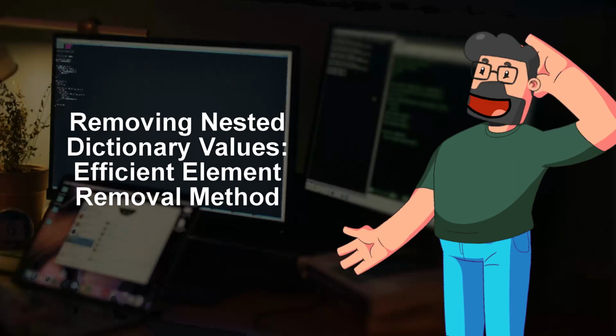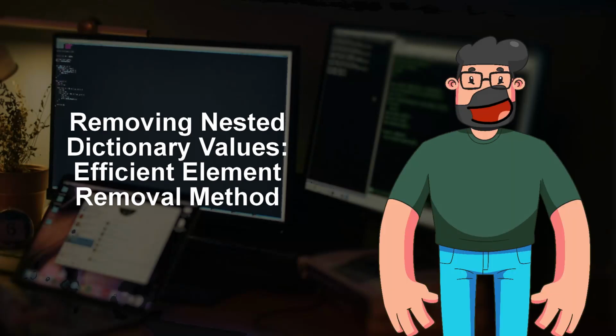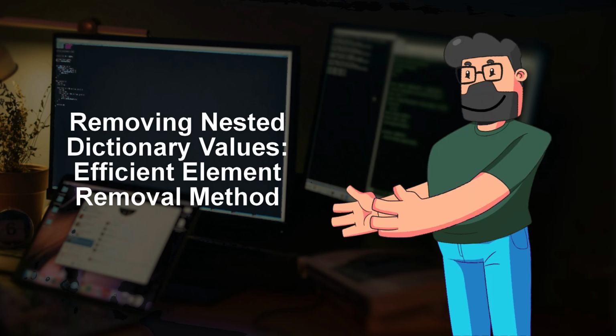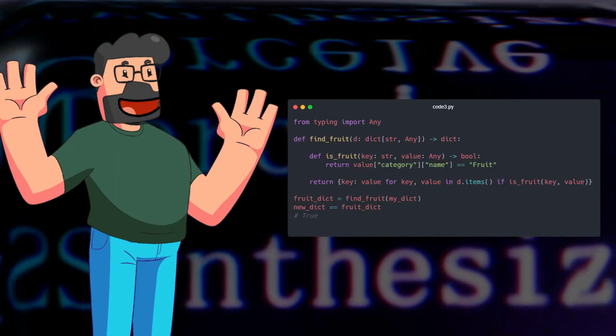So, imagine you have this complex nested dictionary with different items and categories, and you need to filter it to only include items belonging to the fruit category. This can be quite a common problem when working with nested data structures, and it's important to find an efficient solution to tackle it. Now, let's delve into the solution to this filtering problem.